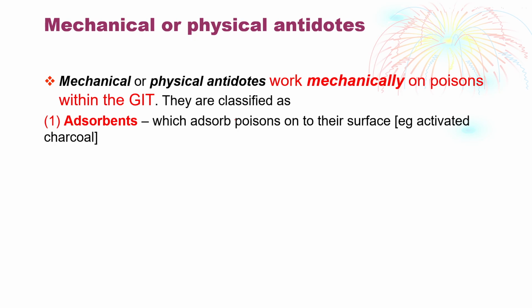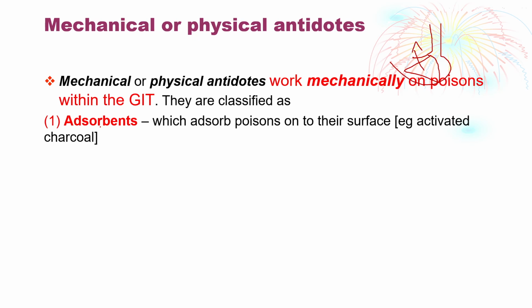Mechanical antidotes are those antidotes which produce a mechanical barrier between the stomach and the bloodstream. So any mechanical barrier that is produced inside and stops the absorption of the poison into the bloodstream, we're going to call a mechanical antidote.